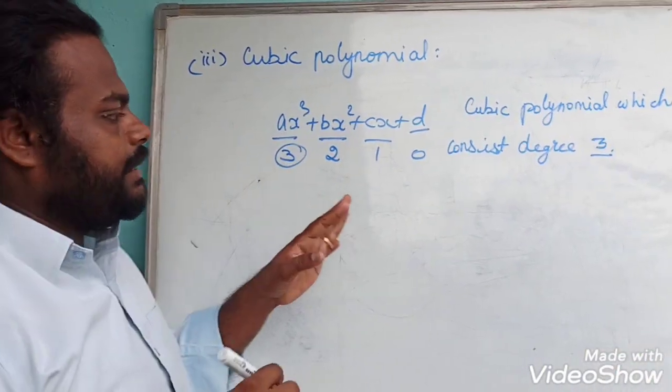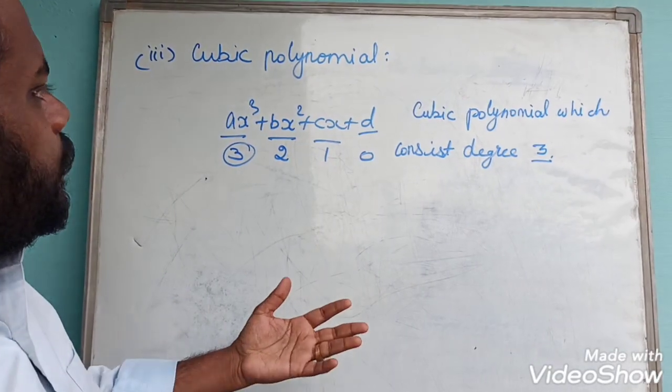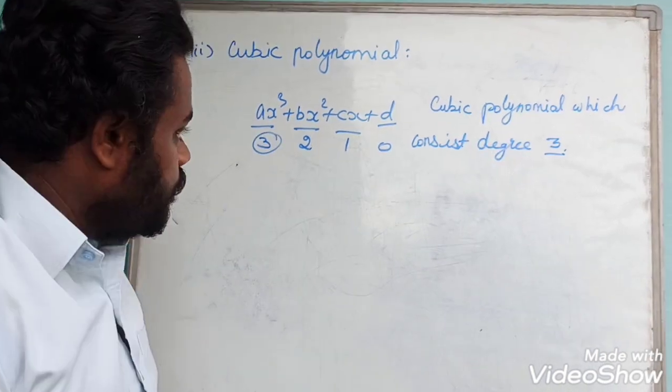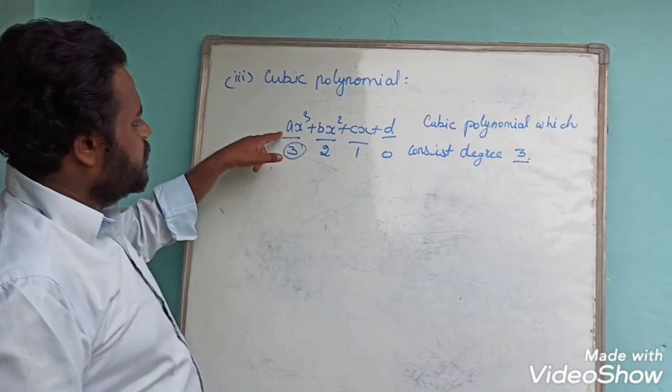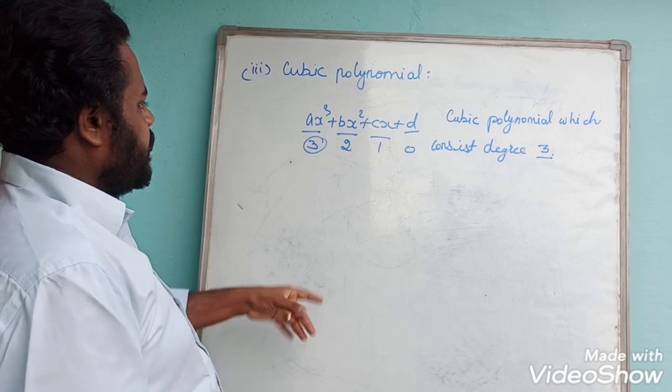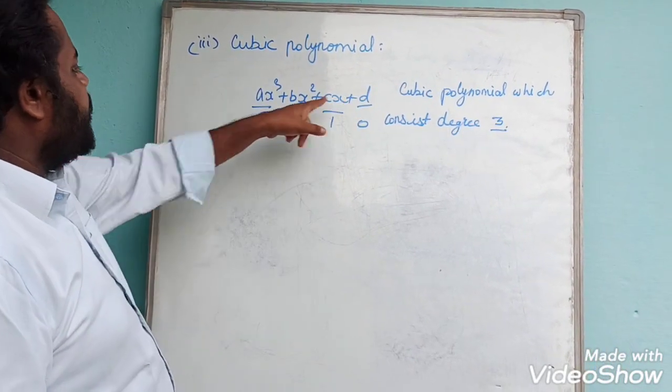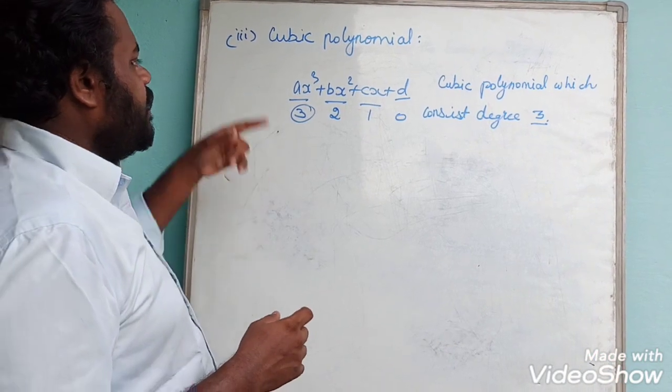Which consists of degree 3. So next we move on to polynomials with one variable. Here you see this is one of the polynomials. What is the variable here? X. All the terms, except the constant, contain the variable x.